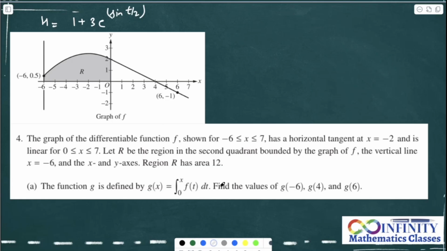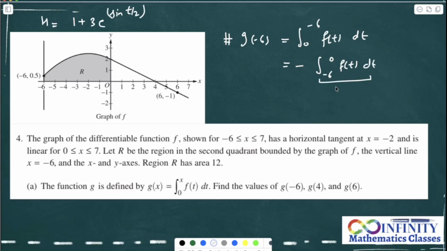They defined a function g(x) as the integral from 0 to x of f(t) dt. They need g(-6). So the first question is an easy task for you. g(-6) stands for the integration from 0 to -6 of f(t) dt, right? This can be written as the integral from -6 to 0 of f(t) dt.